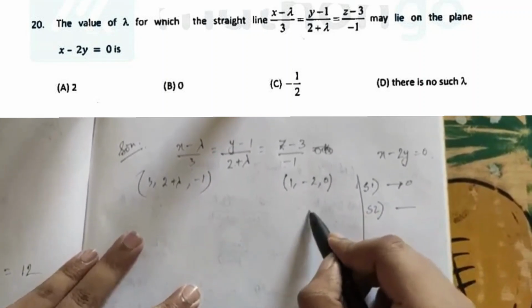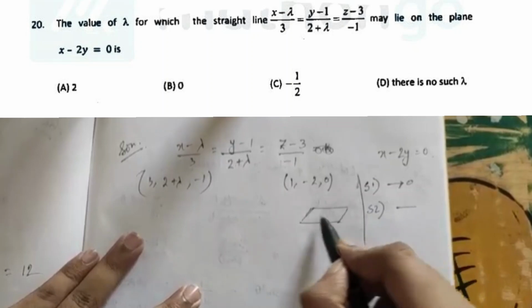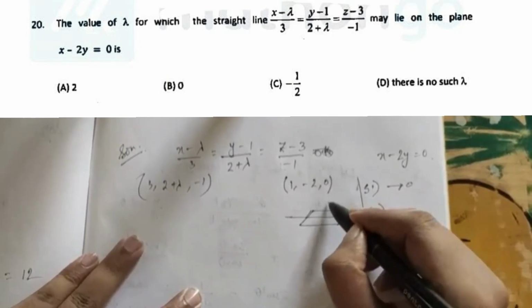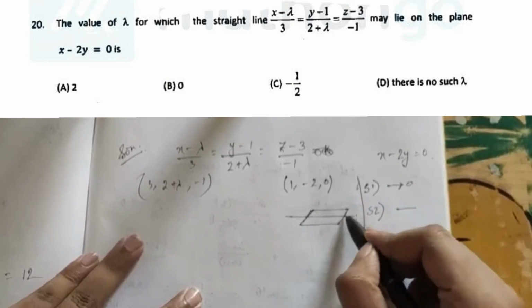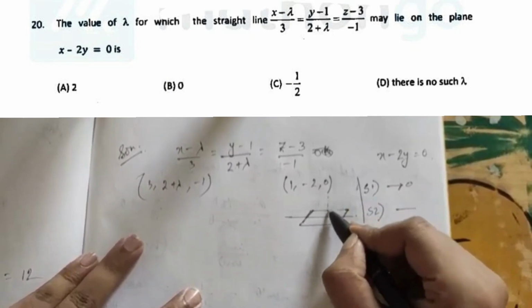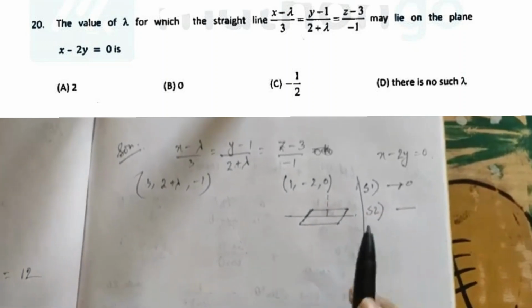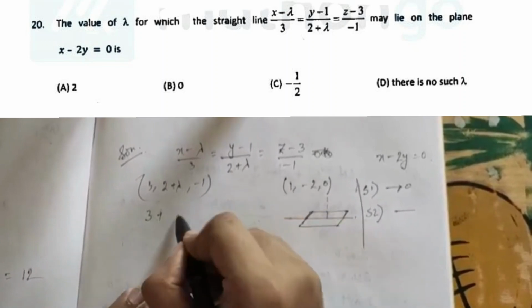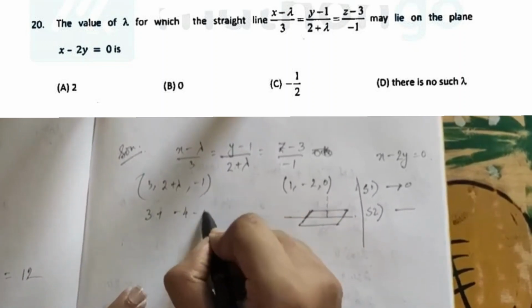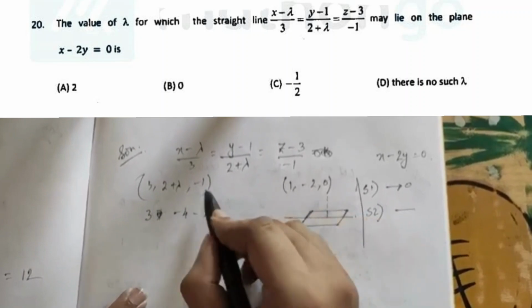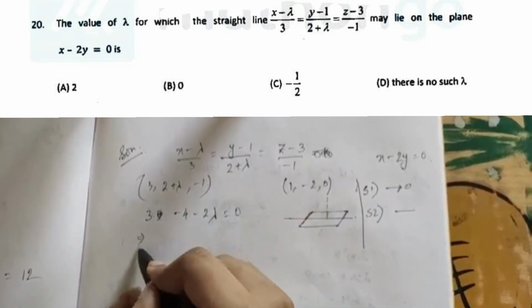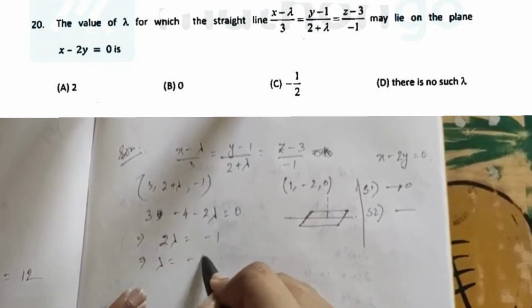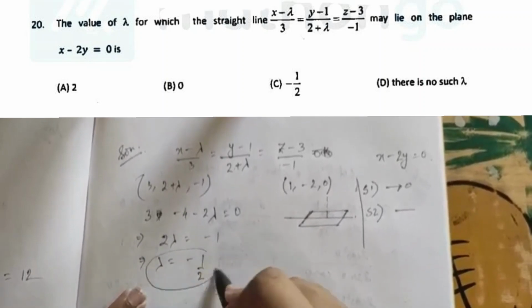If this is the plane and this is the line lying on the plane, the direction ratios of this plane and this line must be perpendicular to satisfy the condition of the straight line lying in the plane. So in that case, 3 into 1, that is 3, plus (2 plus lambda) into minus 2, that is minus 4 minus 2 lambda, minus 1 into 0, is equal to 0. From here we get 2 lambda equal to minus 1, that is, lambda is equal to minus half.